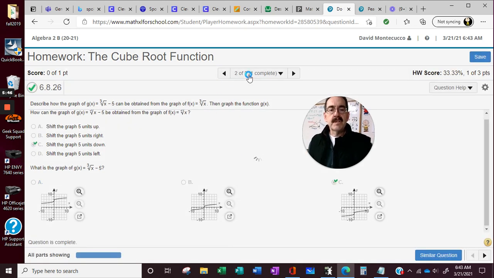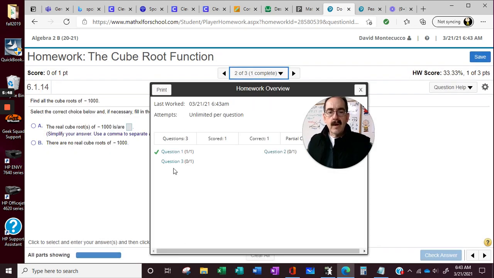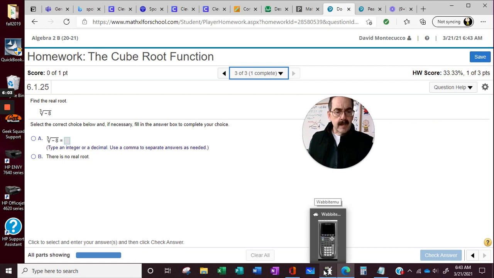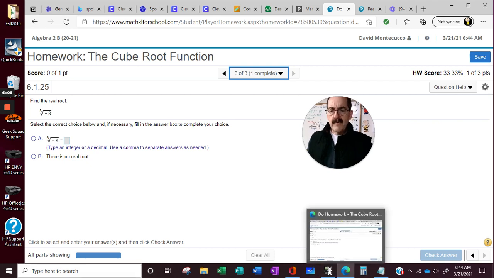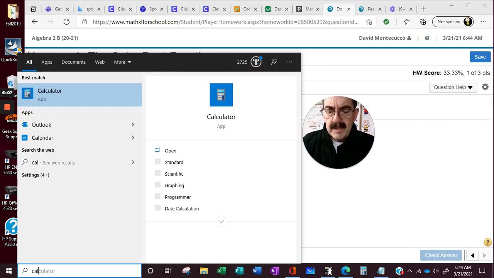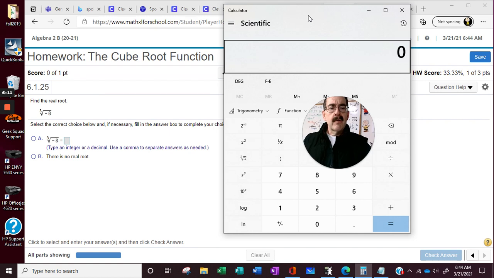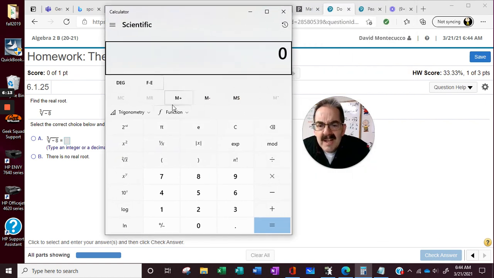So, next question. Always try to do the first and the last. What's the cube root of negative 8? Now we need a calculator. For those of you that don't have it, just type in calculator app. We type in the calculator app, and we need the cube root.